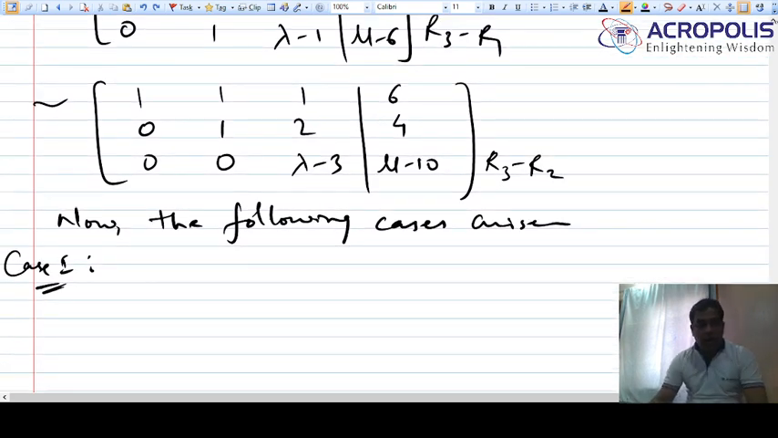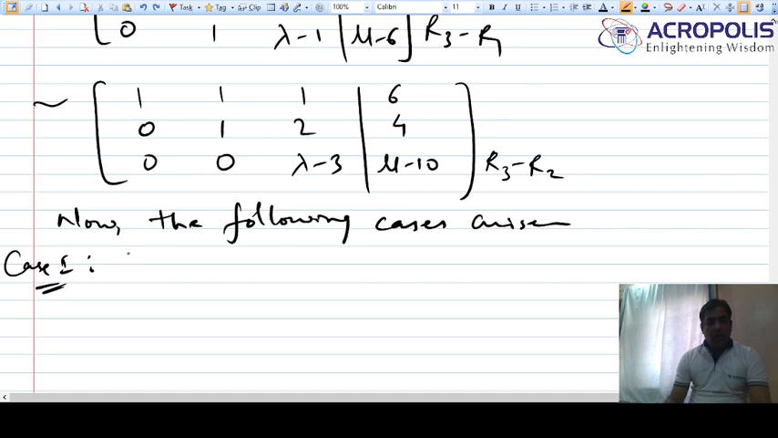We know that the rank of the augmented matrix and the rank of A should not be equal. That is the only condition. The equation will be inconsistent and the equation will have no solution. So for no solution, the equation should be inconsistent. When will the equation be inconsistent? When the rank of A and rank of AB will be unequal.